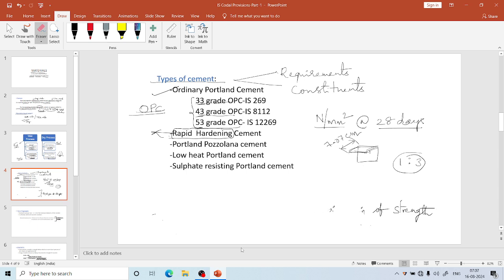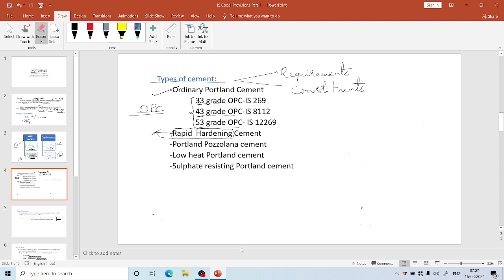The second one is Portland Pozzolana cement. If we require higher workability at lower water content, or some specific parameter from cement, then we consider Portland Pozzolana cement. What is pozzolana? Pozzolana is a siliceous material, and it does not have cementing properties on its own. That is very important.